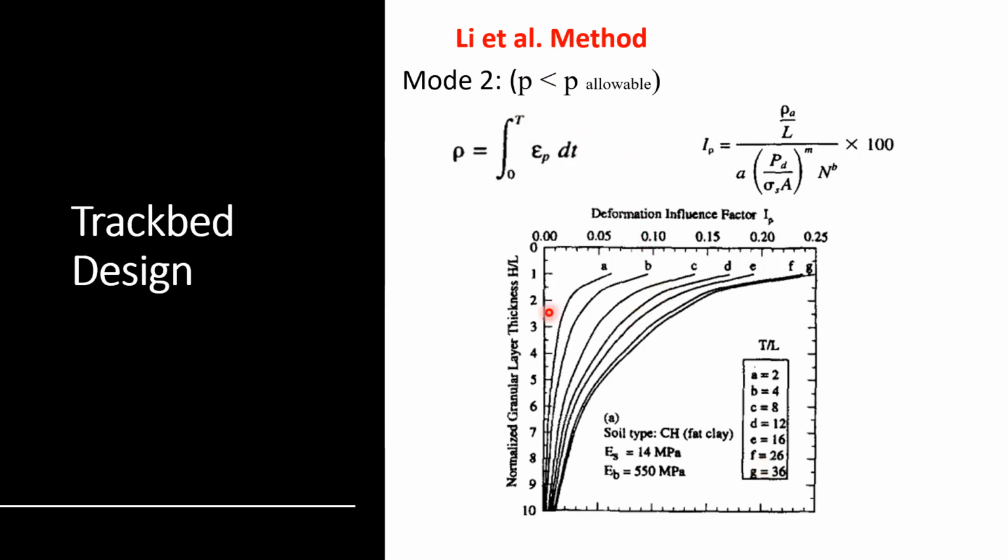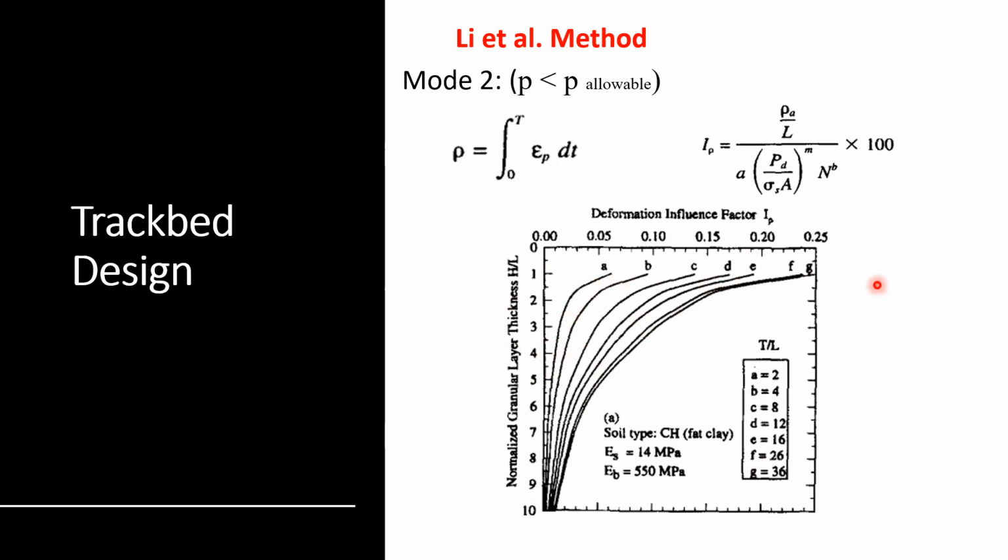and then you get your H over L as well. In here, they also linked the plastic deformation to the thickness of your subgrade, because the thicker your subgrade is, the more likely that you will need a thicker granular material to disperse that pressure. And that's what these charts are trying to say.